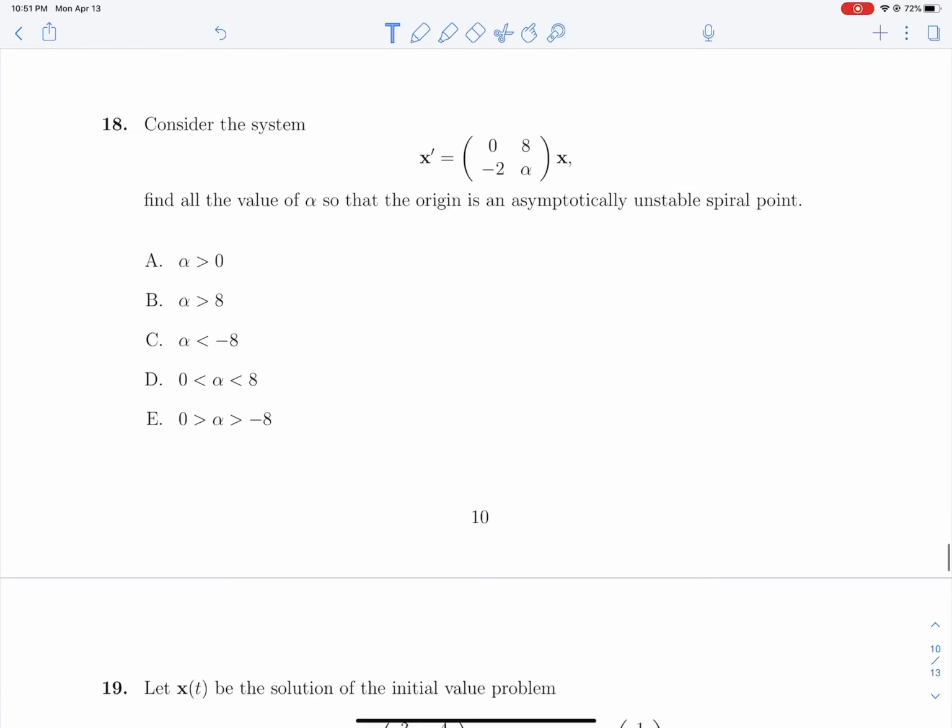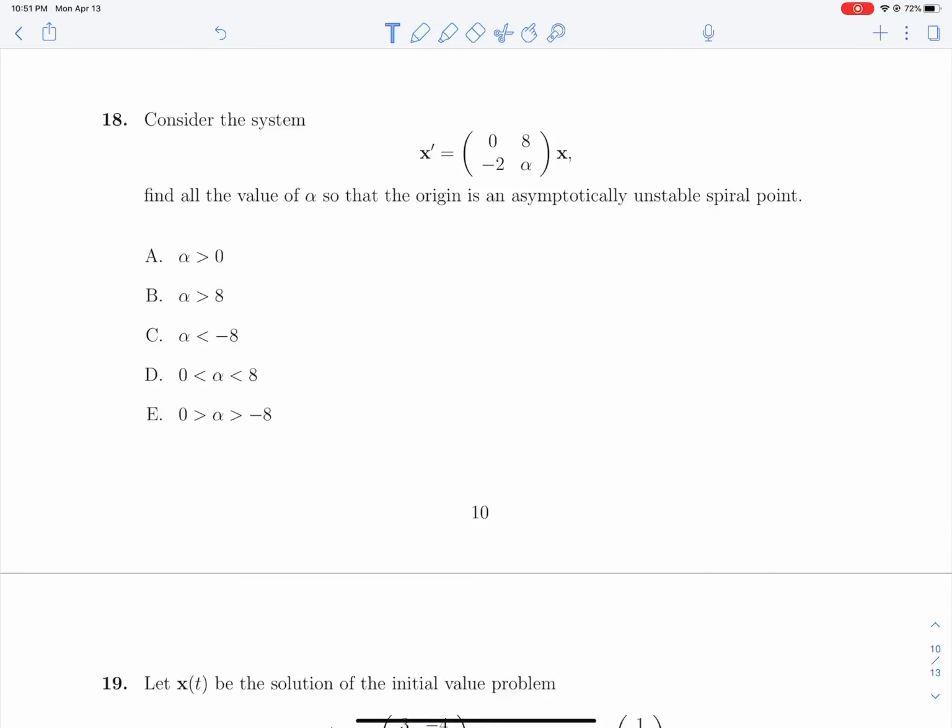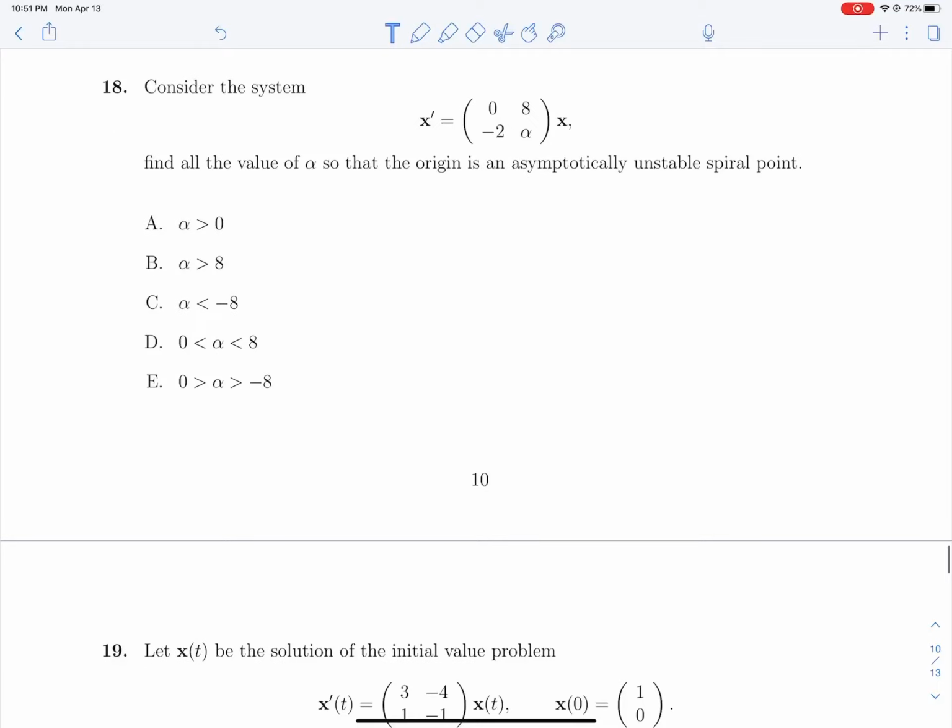Okay, 18. We're out of Laplace land. Finally, let's consider this system. Find all the values of alpha such that the origin is an asymptotically unstable spiral point. So the origin is an asymptotically unstable spiral point whenever we have a positive real part of our eigenvalues and a conjugate imaginary pair. The imaginary bit contributes the spiral, the rotation factor, and the positive real part contributes to the increasing values as time goes on, away from the origin.